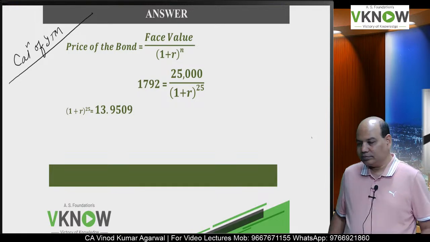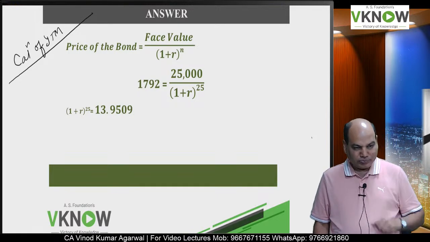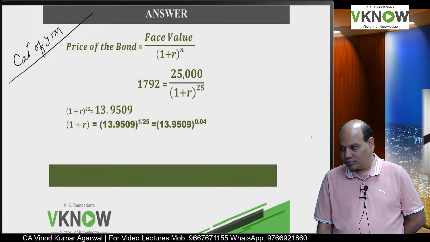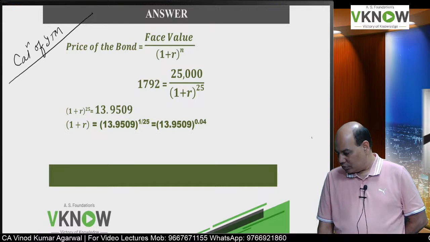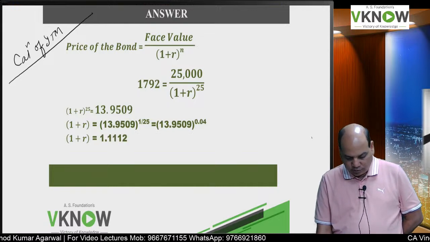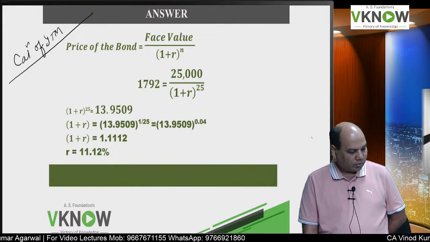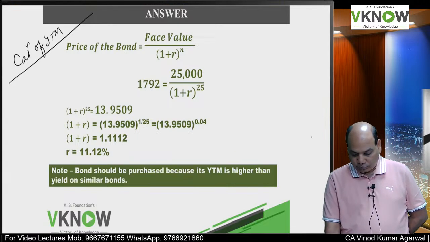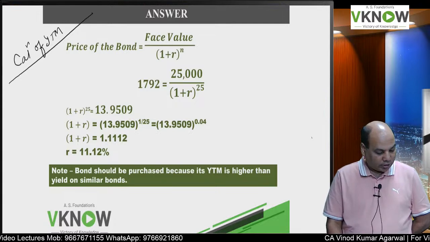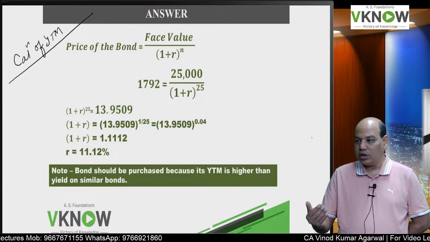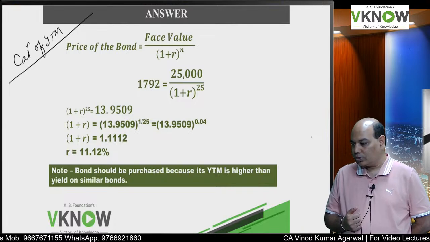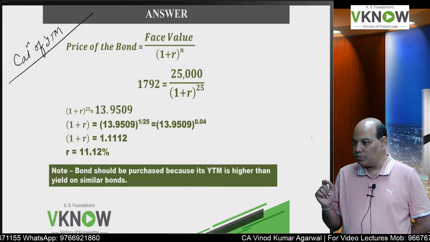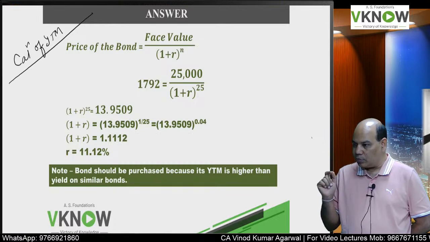Yes, please reply. We have already done this 2 times before. Okay, so the answer is 11.12%. You can use the factor which is printed in the book. Now compare YTM with the required return. YTM this time is more than the required return of 11%. Other bonds are giving 11% YTM, but this bond will give you 11.12% YTM. So you will say the bond should be purchased.